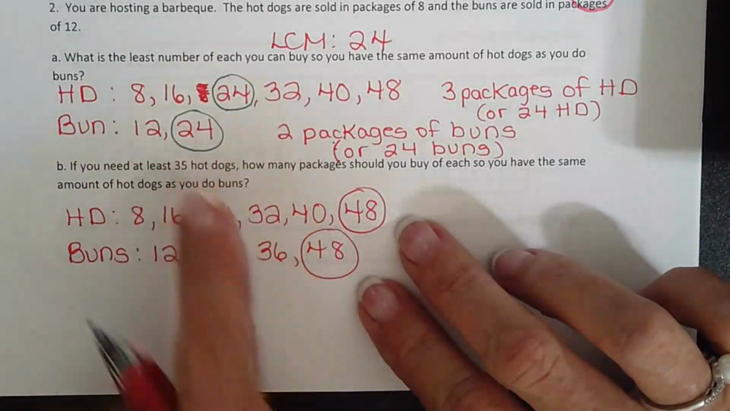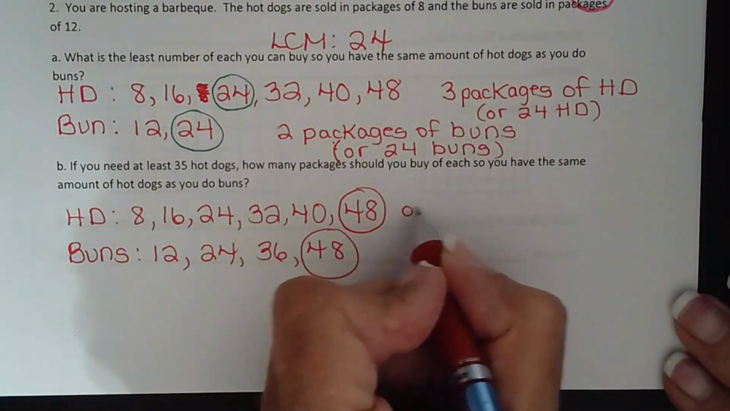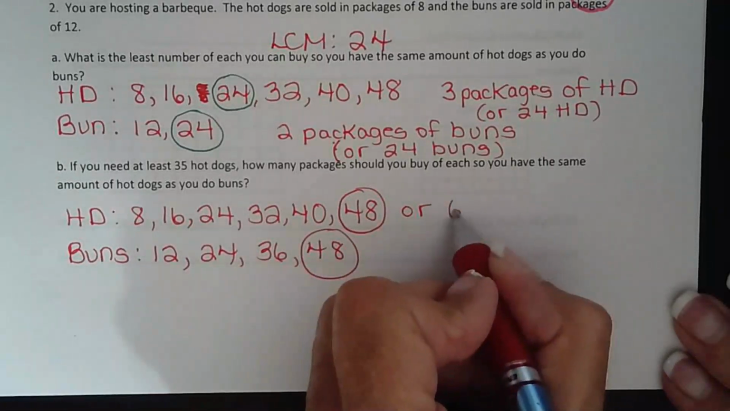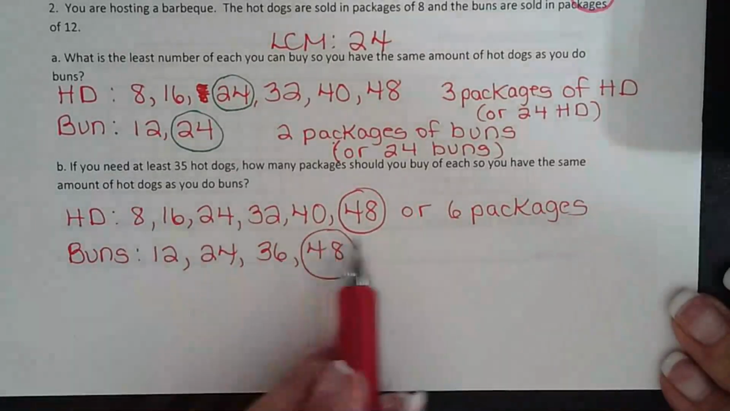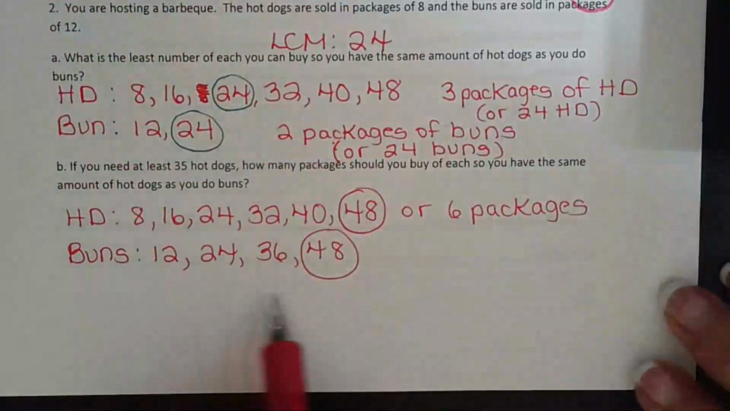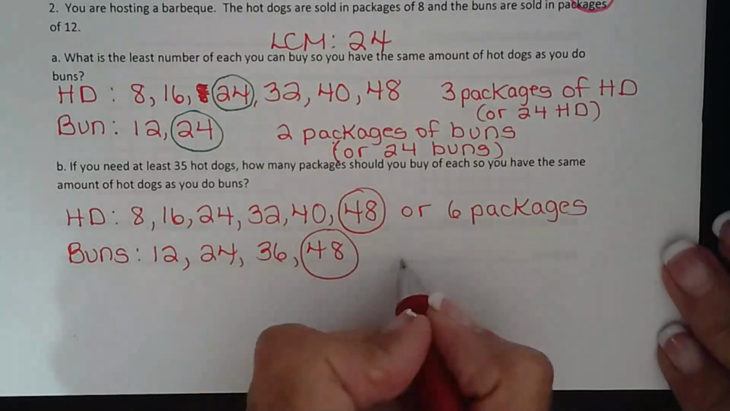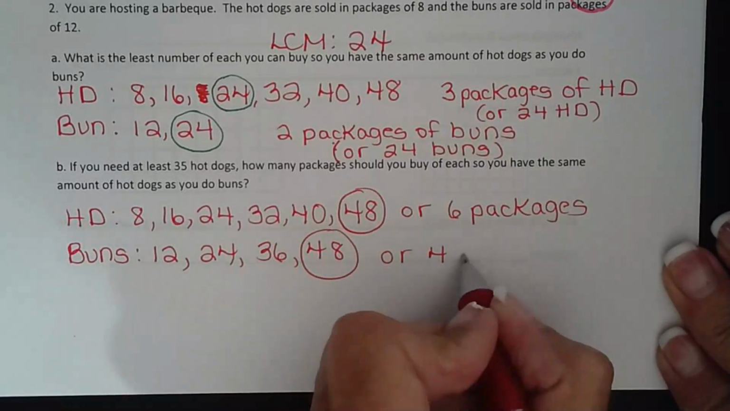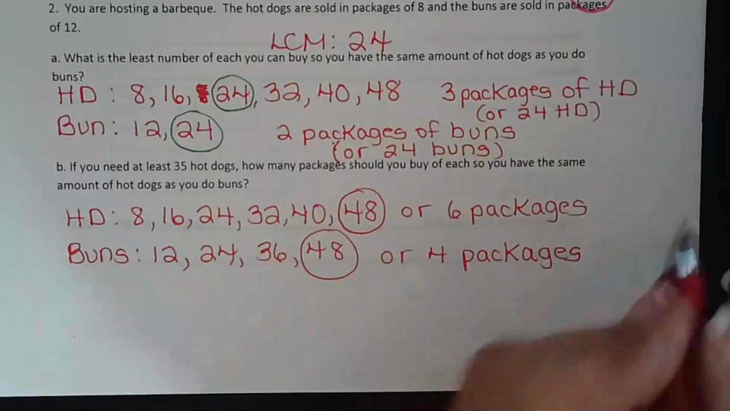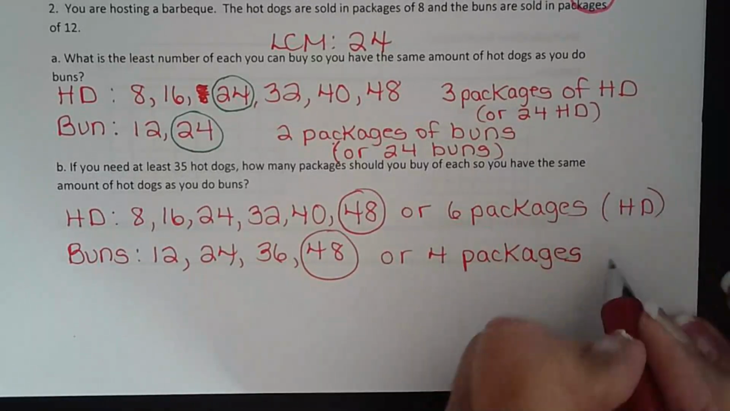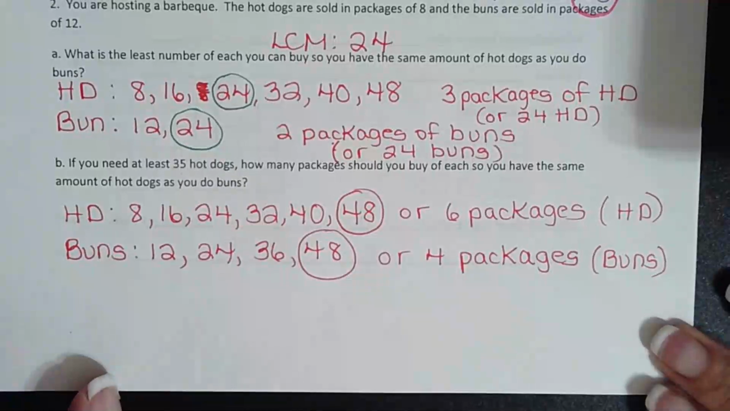And we could have also just taken 24 times 2. So that would be 48 hot dogs, or if there's 8, that would be 6 packages. Because 8 goes into 48 6 times, and 48 buns, or 12 goes into 48 4 times, so that would be 4 packages of buns. And there we have it.